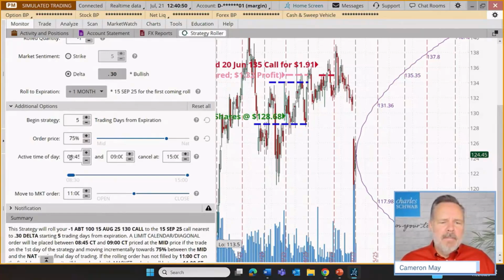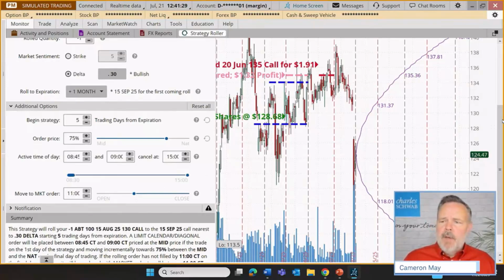So we can activate this, let's say in the morning, and then maybe cancel it in the afternoon if it's not filling. Now, ultimately, down here at the bottom, it'll say move to market, and there's a time of day selected. This is the final day before expiration. We're saying, at this time on the final day, just put in the market order and get me rolled, because if we get to expiration and that contract is in the money, it will be assigned if we don't close it out and roll it out.